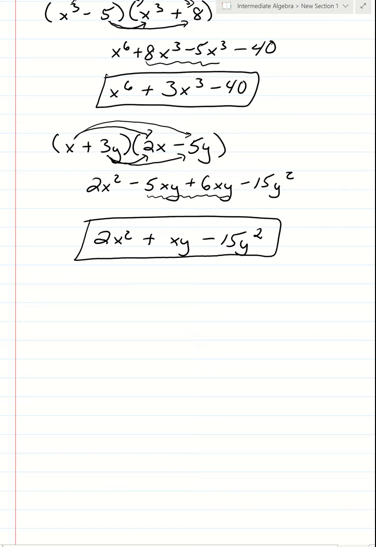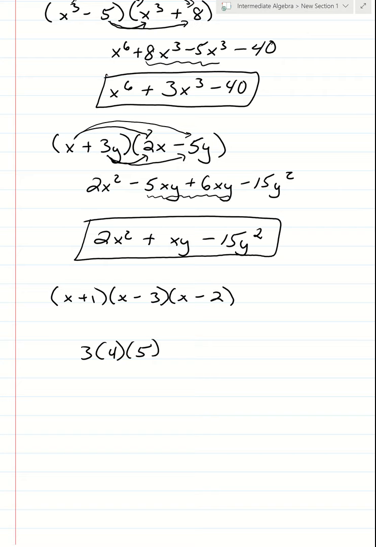If we have more than two polynomials, don't be overly concerned. For example, if we had x plus 1 times x minus 3 times an x minus 2, don't get overly complicated here, all right? Just like when you multiply numbers, if I gave you, let's say, 3 times 4 times 5, we're only going to multiply two numbers at a time, and it doesn't make a difference which two numbers we multiply.